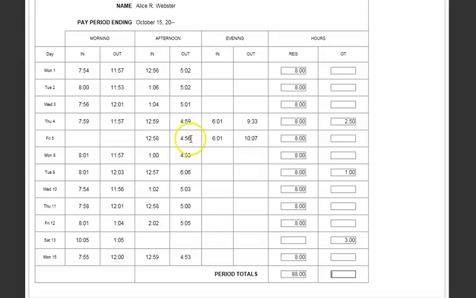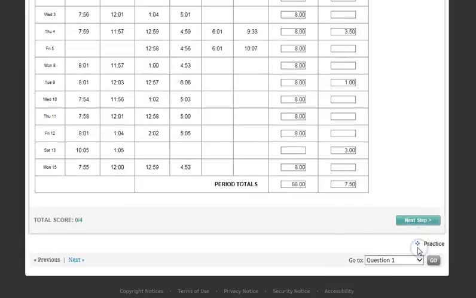So 12 to 5 is 4 hours, 6 to 10 is 4 hours. Eight to noon is 4, 12 to 6. So 8 hours and an hour overtime. 6, 7, 8, 9. There we go. I'm really good at adding today, aren't I? All right, 7.5. There we are.